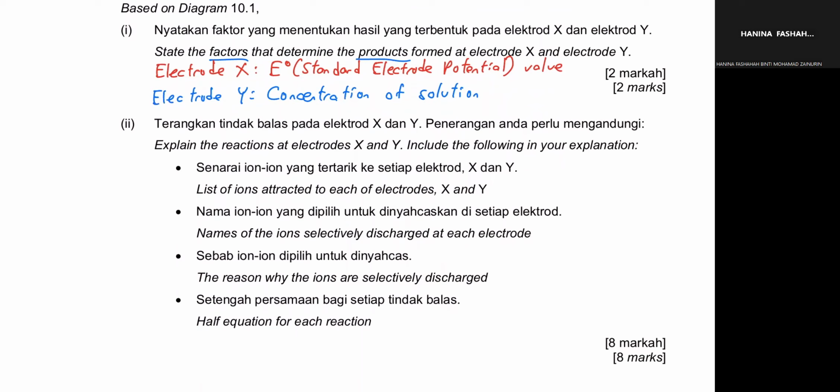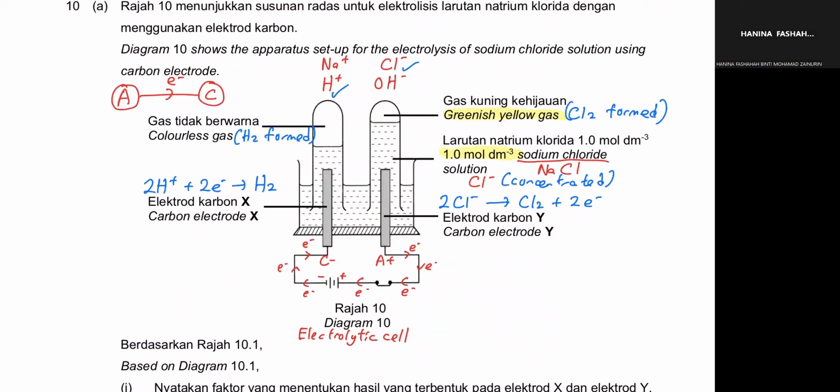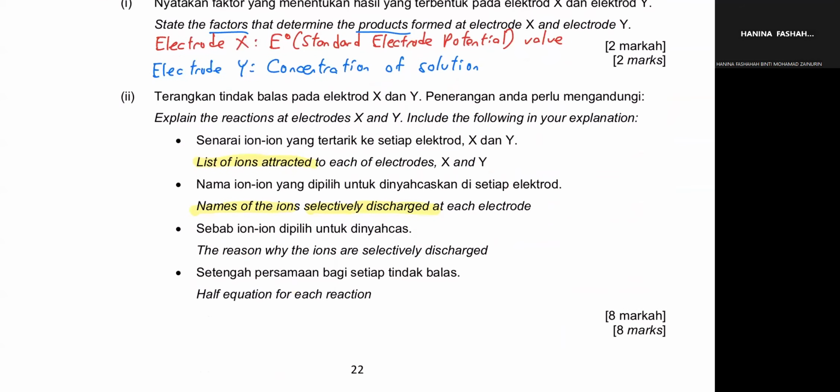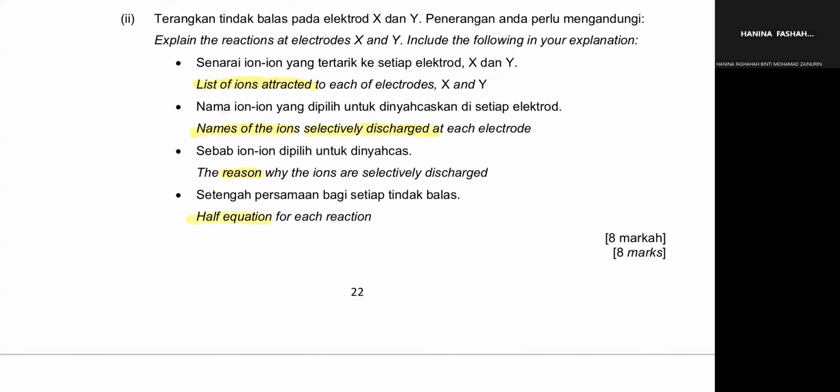They give you things to list: name the ions selectively discharged, which means which ion you choose. Like for example, just now of the 4 ions, this one I choose H plus, this one I choose Cl minus. Then the reason why discharged, basically this factor. Then the half equation.